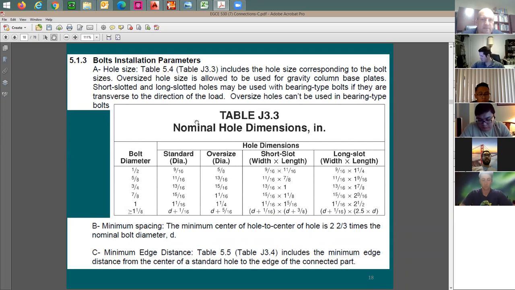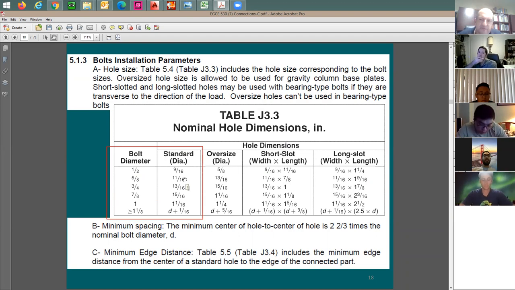All dimensions, we're gonna stay here with the standard hole dimension. Standard size for the hole is gonna be based on the bolt diameter. As you see here, the difference is gonna be only 1/16 of an inch larger, meaning from each side of the bolt, you're gonna have 1/32nd gap between the bolt and the hole. With that, you're able to transfer the force directly by bearing.